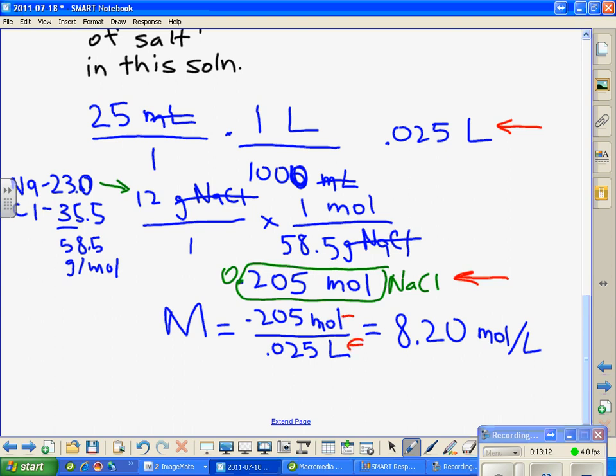Anyway, moles over liters. There we go. And bring that back. And so dividing that out, you get your moles per liter, which is molarity.